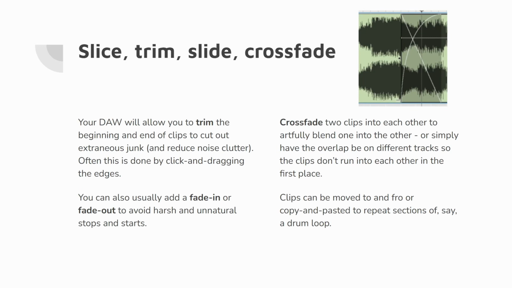Your DAW will allow you to trim the beginning and end of clips so we can cut out extraneous junk like me clearing my throat, that stuff before your recording, or your chair squeaking as you get settled and you're ready to play your instrument. You can trim that stuff out. You can trim your profanity at the end if you mess something up. We can do that very easily by just clicking and dragging the beginning and end.